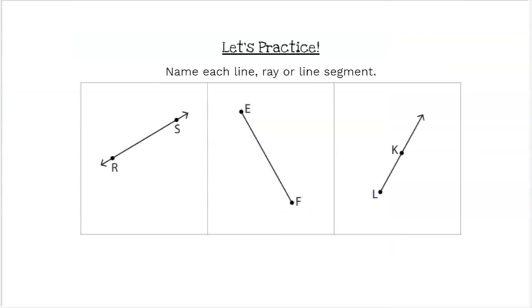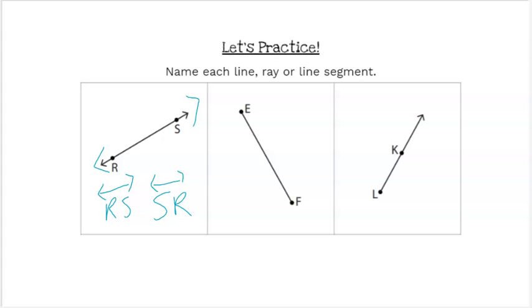Let's practice, because that was a lot of information. Let's just make sure we have this. Name each line, ray, or line segment. Here we know we have a line because of the arrows. So we could name this line RS. You want to make sure you include the symbols on the top because that tells us it's a line. Or we could name it line SR, either one.